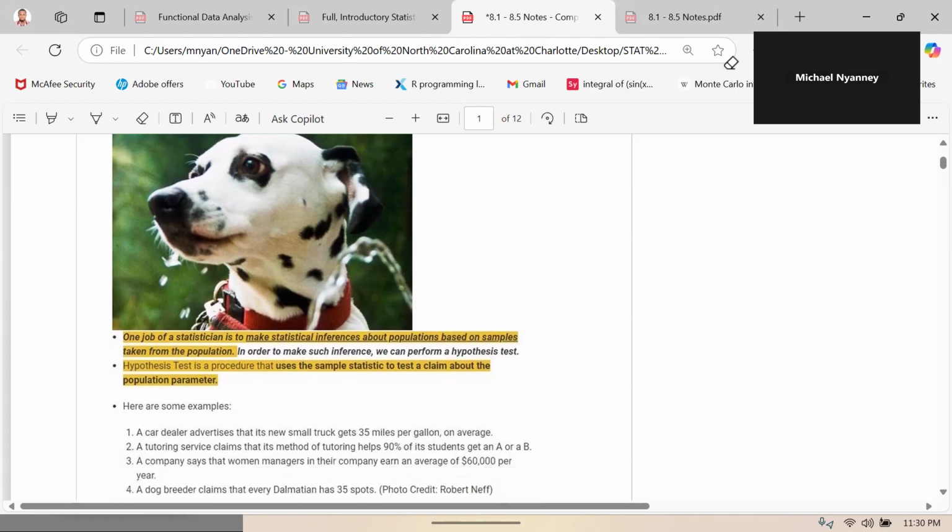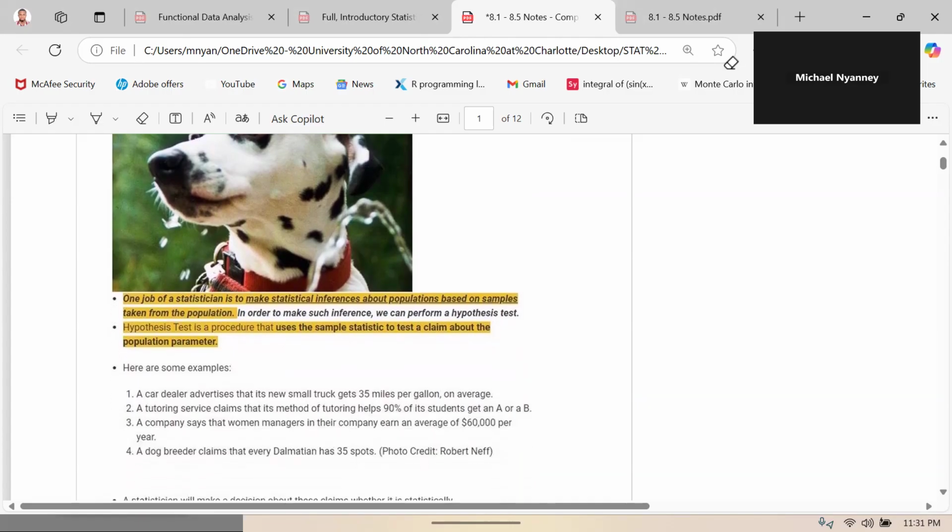So here are some examples of hypothetical statements. So we have a car dealer who advertises that its new small truck gets 35 miles per gallon on average. So that is a statement that the car dealer actually makes. So for us to verify this claim, we need to get information that will verify what the car dealer is saying. So we have a lot of examples as you can see.